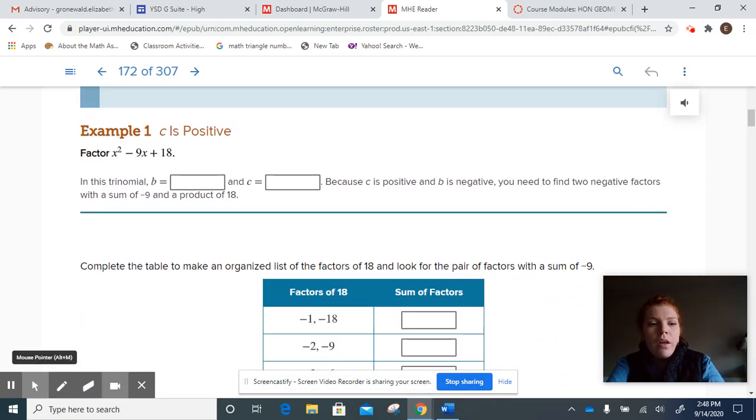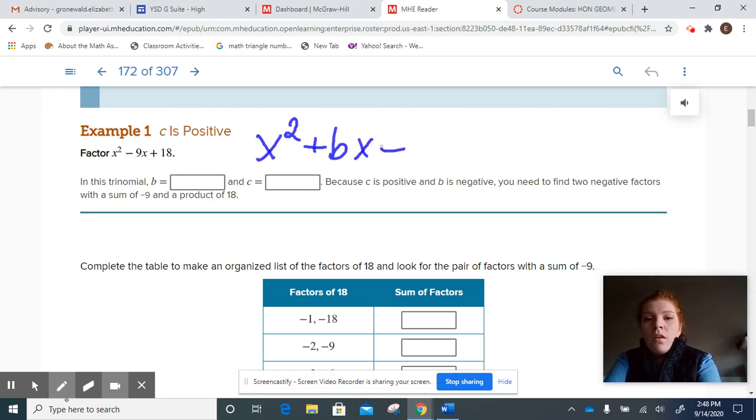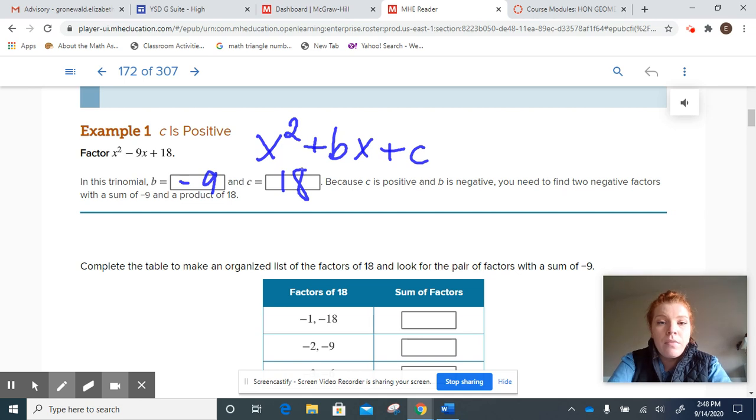Okay, so example 1, we have x squared minus 9x plus 18. The first thing it wants us to do is determine what the b and c parts are. Remember that this is the common form. So b would be -9 here, and c would be 18.